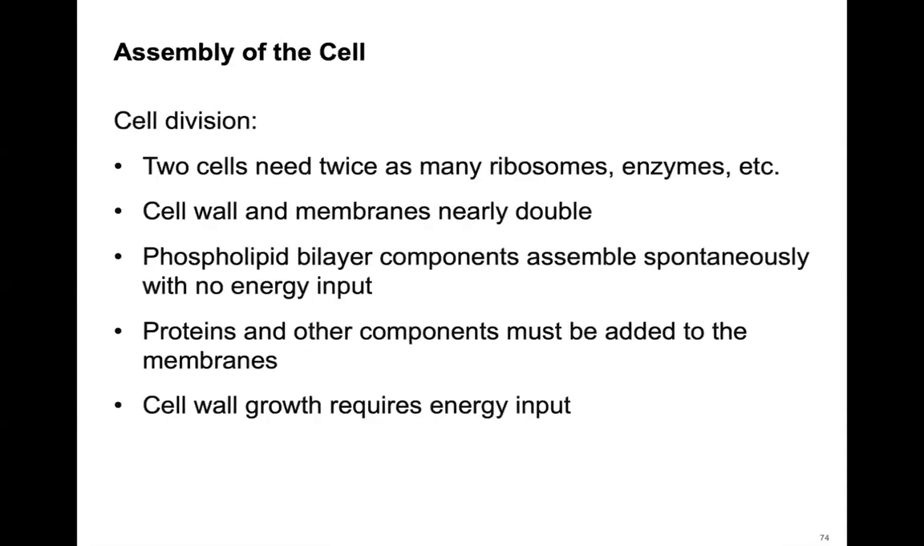Cell division. If you think about cell division as far as metabolism is concerned, two cells need twice as many ribosomes, enzymes, etc. The cell wall and membrane nearly double. Phospholipid bilayer components assemble spontaneously with no energy input. Proteins and other components must be added to the membranes, and cell wall growth requires energy input.